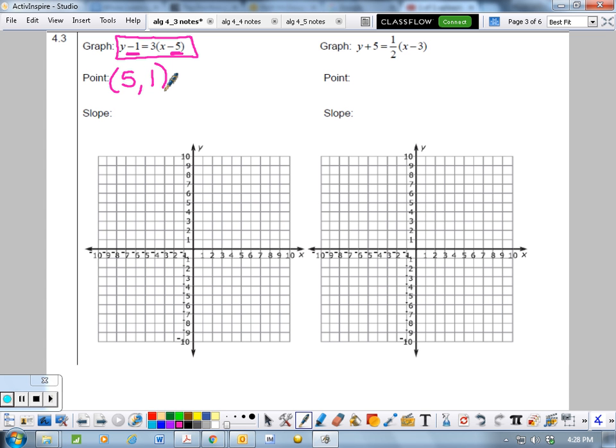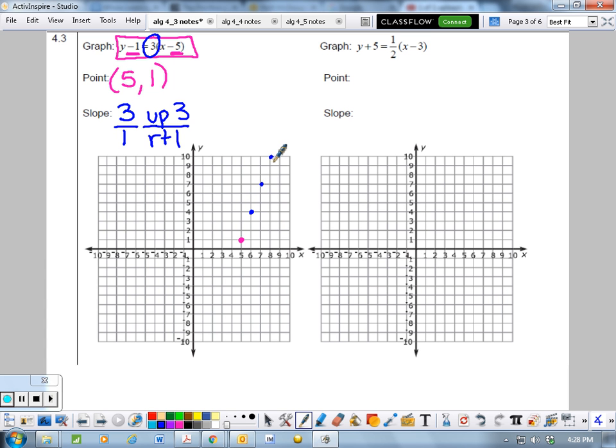And so what I'm going to do is graph this point, because this is my starting point for graphing my line. So I'm going to go to 5, 1, which is right here. And then I can graph every other point on that line by using my slope. I have a slope of 3, and my slope of 3 is really 3 over 1, which means now I can go up 3, right 1. So from here, I'm going to go up 1, 2, 3, right 1, up 1, 2, 3, right 1, up 1, 2, 3, right 1.